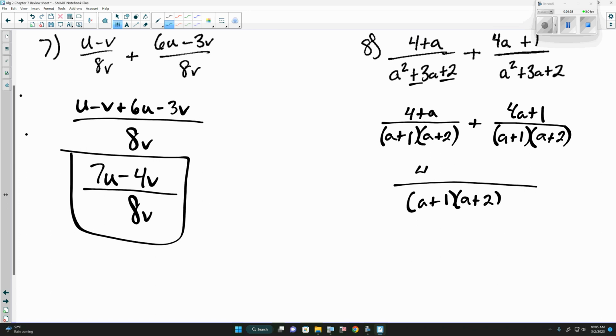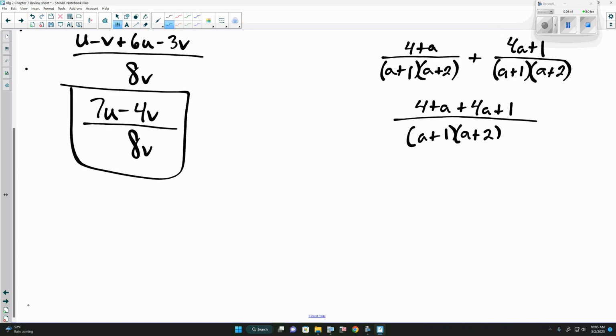Now we can add the numerators. Which will tell us that 4a plus a is 5a. 4 plus 1 is 5. Any questions on how we got to this point here?